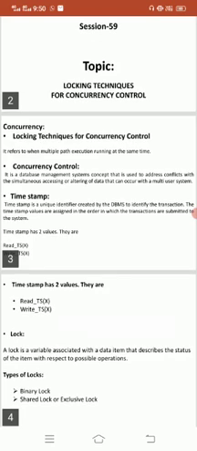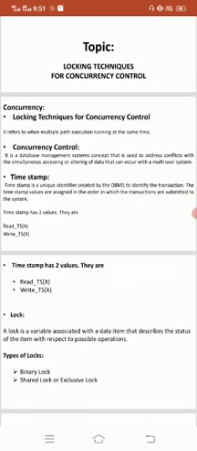Another option is called timestamp. What is meant by timestamp here? Timestamp is a unique identifier created by the DBMS to identify the transaction. The timestamp values are assigned in the order in which the transactions are submitted to the system.